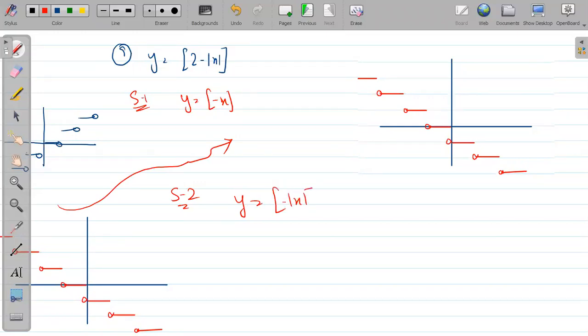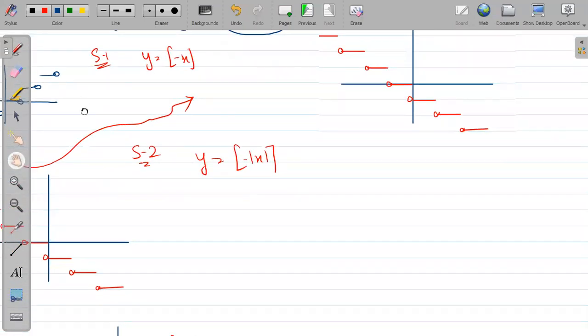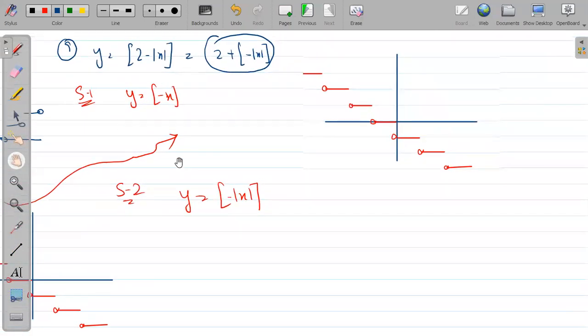Now here I am doing one simplification. 2 is the integer, so if it is an integer, it can come out from the box part. Yes, it can. 2 plus, I am writing minus of mod of x. This is equivalent to this only. So can you do the graph of this part? Yes. Or you can also move by 2 minus x. There are various ways basically. Whatever you are comfortable with, you should do correctly.